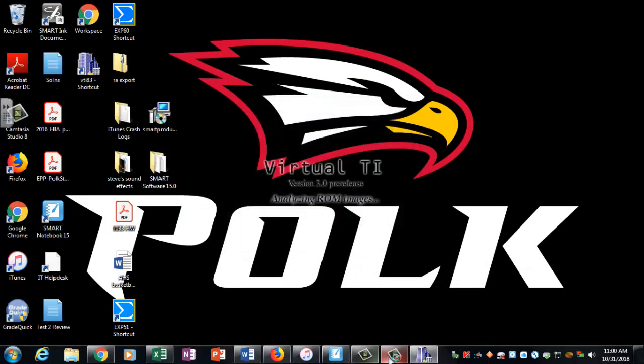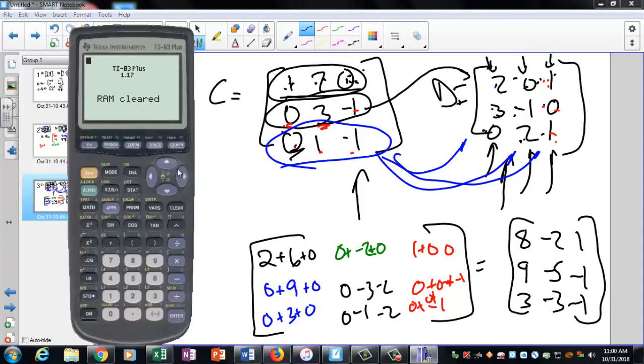If you know how to use the calculator, you go to second matrix. You're going to edit A and B. Now, some of you are going, but they're C and D. Well, it doesn't matter. It's a 3 by 3. And then you type them in. 1, 2, 0, 0, 3, -1, 0, 1, -1.